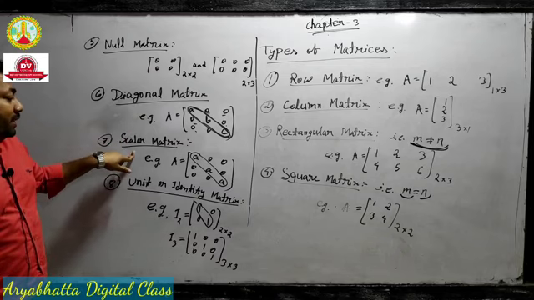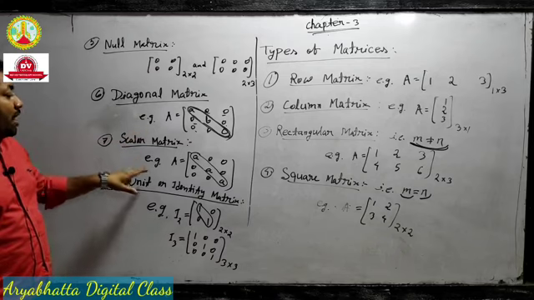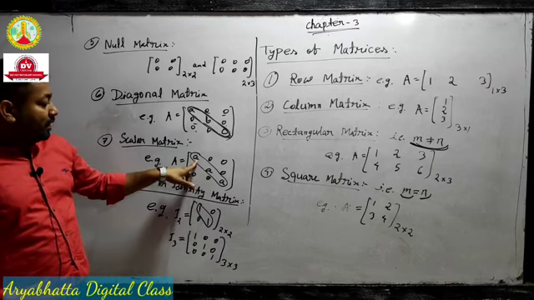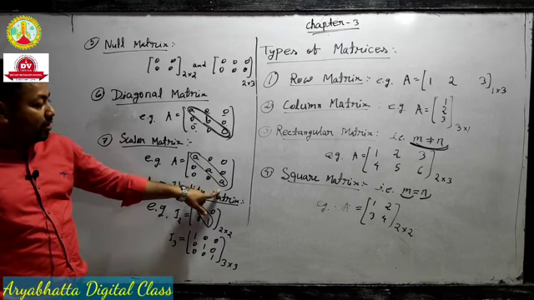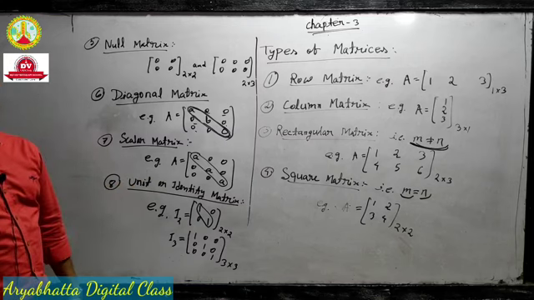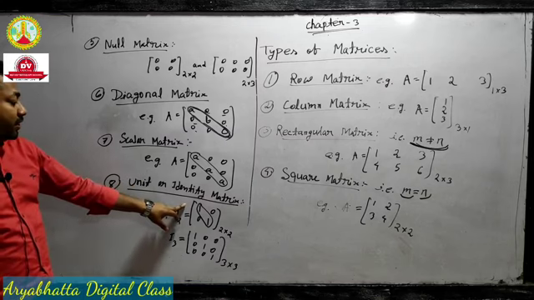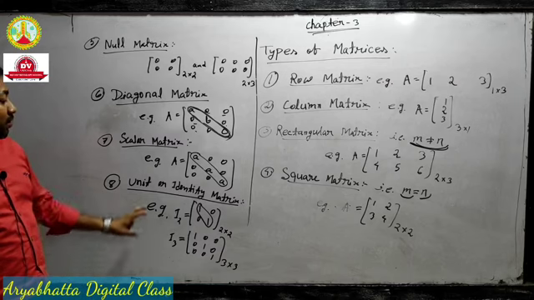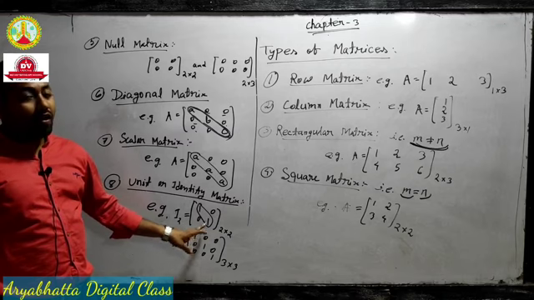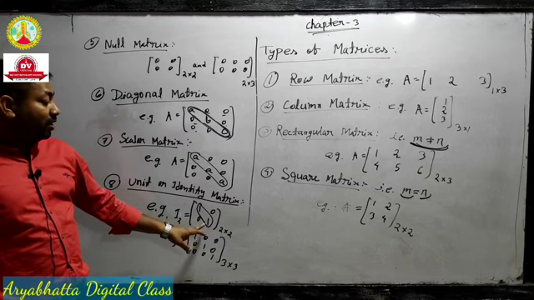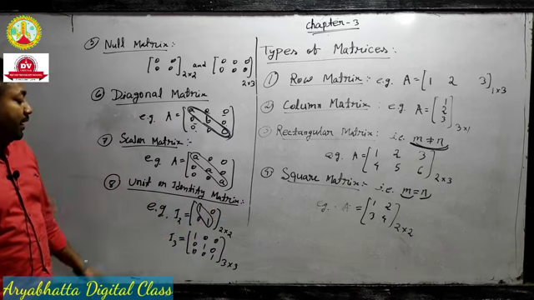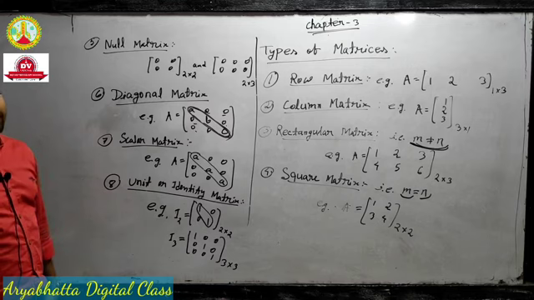Next, scalar matrix. A diagonal matrix is said to be a scalar matrix if the principal diagonal elements are equal, that means A, A, and the non-diagonal elements are equal to 0. That matrix is called a scalar matrix. Next, unit or identity matrix. A diagonal matrix is said to be a unit or identity matrix if all elements of the principal diagonal are equal to 1 and the non-diagonal elements are equal to 0. That matrix is called an identity matrix.